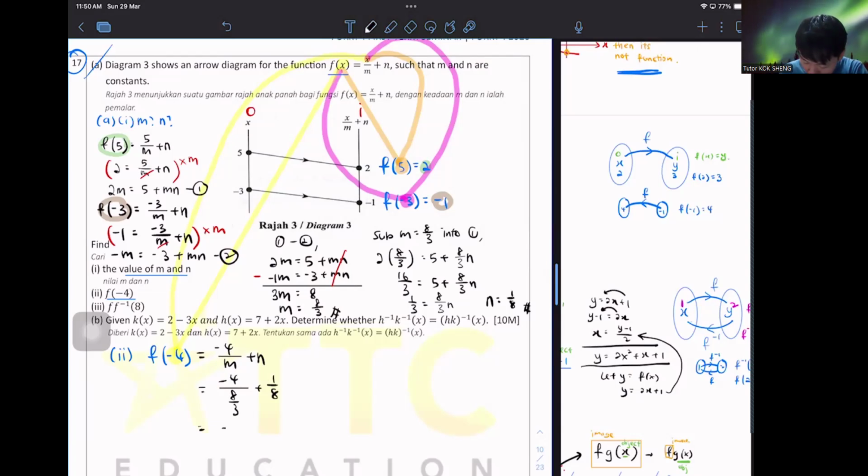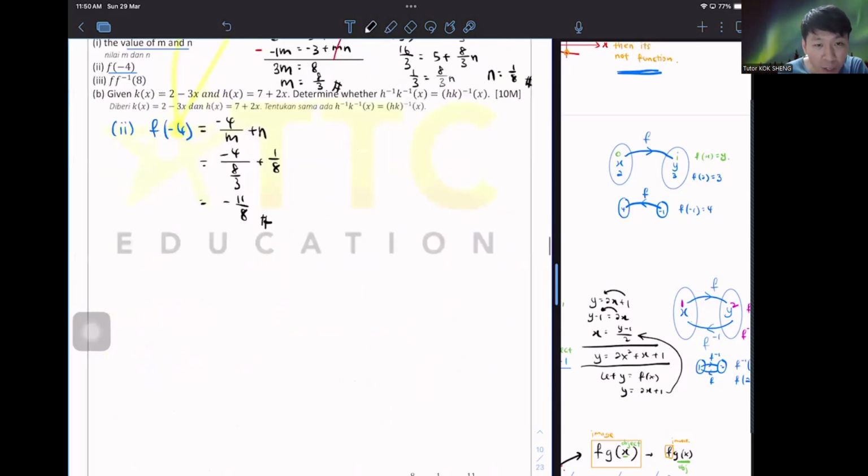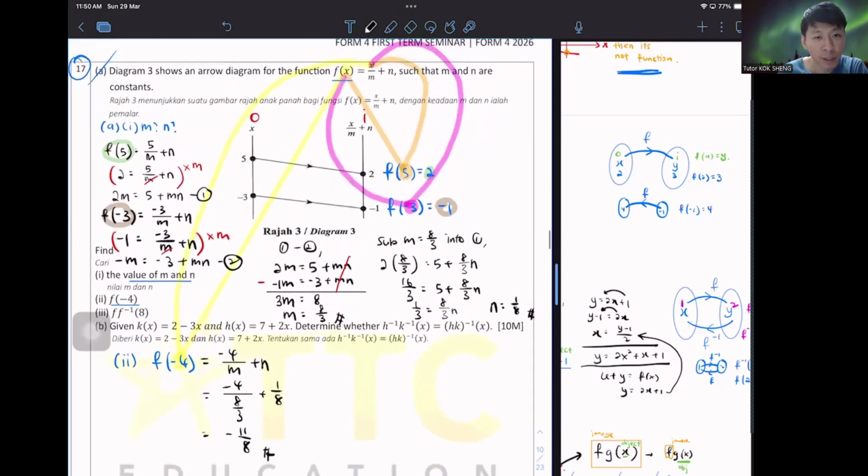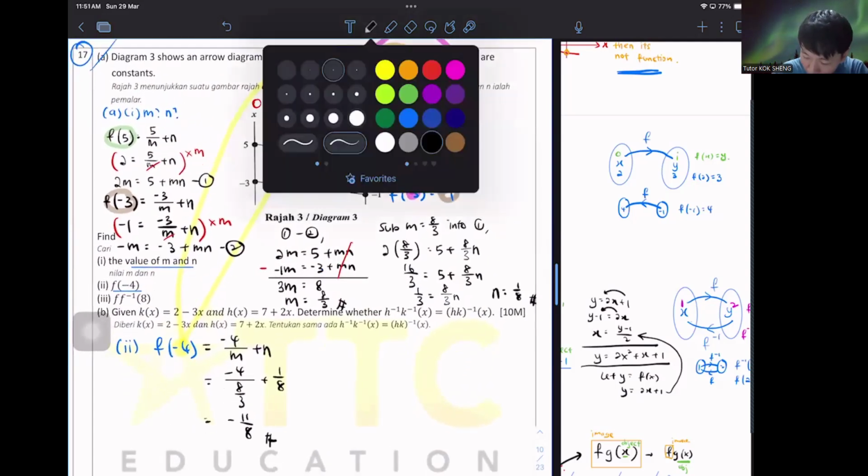Is this your answer? Why is the answer so weird? Okay, negative 11 over 8.